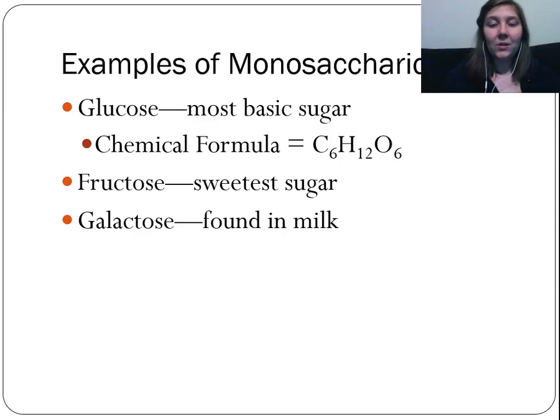Fructose is one of the sweetest sugars. This is what we find in sodas and a lot of candy in the form of high fructose corn syrup, which is basically just concentrated fructose. And galactose, which is found in milk. As your body starts to break down lactose, which is a sugar that's found in milk, it will split it into glucose and galactose, 2 simple sugars.